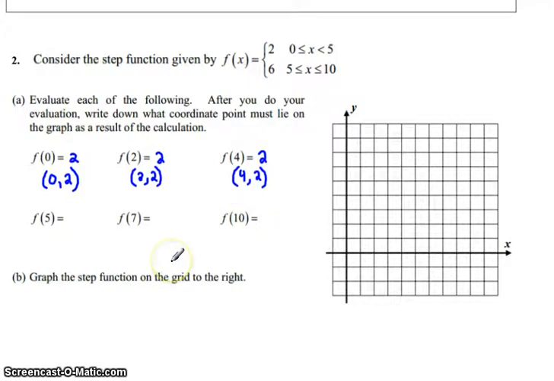This is where it gets a little tricky. If you've got an x value of 5, do I go with the first one that says 5 here, or 5 here? Well, this one says strictly less than 5, so it does not go here. So it must be here, because x is greater than or equal to 5. So in this case, f of 5 is going to be 6. That means I've got the point 5, 6.